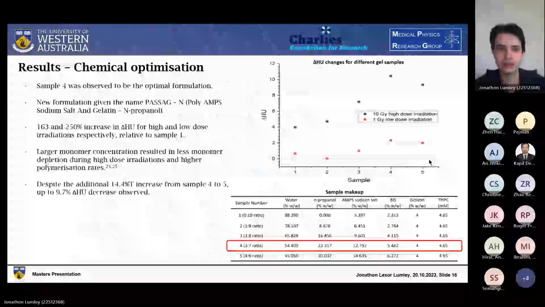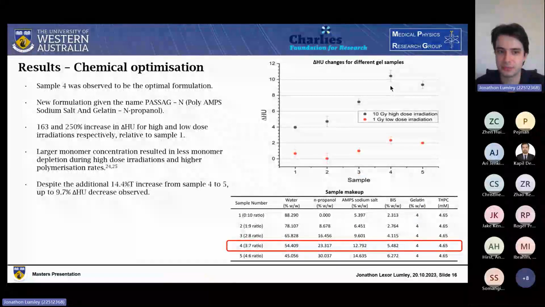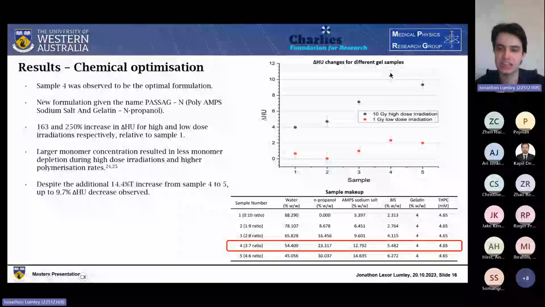When looking at the irradiations, it was observed that sample 4 was the optimal formulation. This formulation was then given the name Passage N, and it exhibited 163 and 250% increases in HU change for high and low dose regions respectively, relative to sample 1. Typically for these higher dose regions, we often get monomer depletion, so there's not enough monomer to continue polymerization and get a large HU change. However, since we have increased the monomer concentration, we've increased the amount of monomer available in these higher dose regions, which is why we see such significant changes in HU.